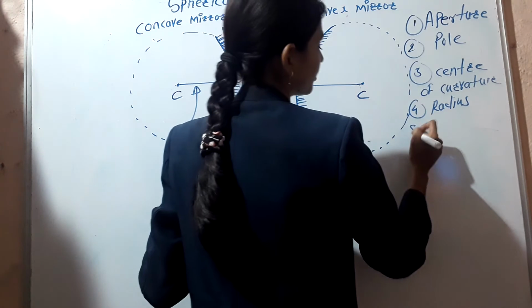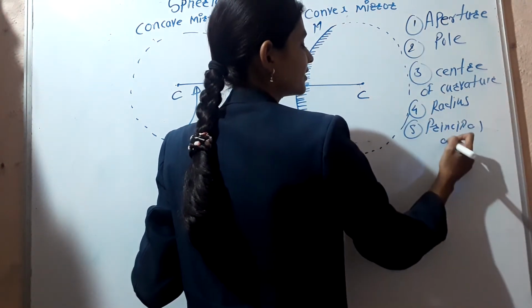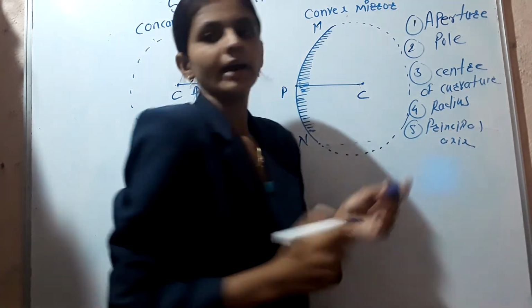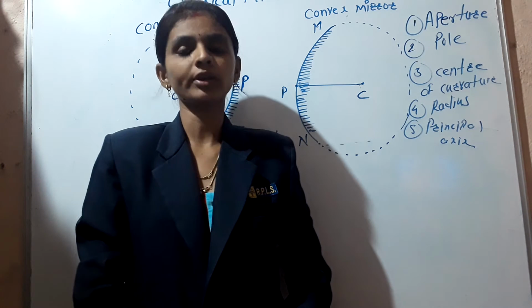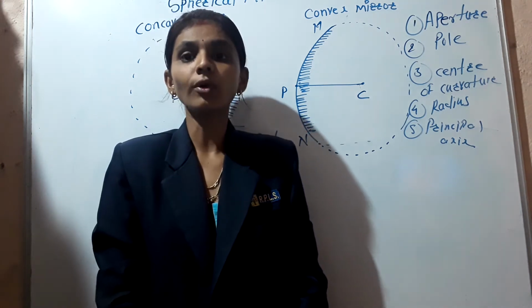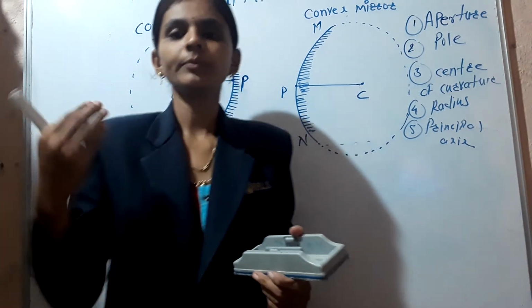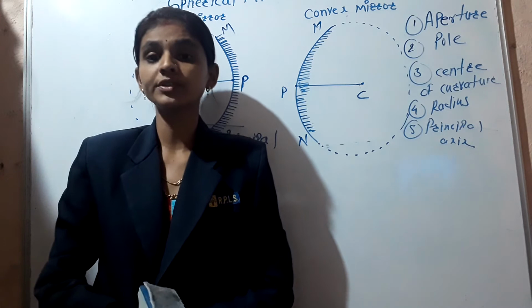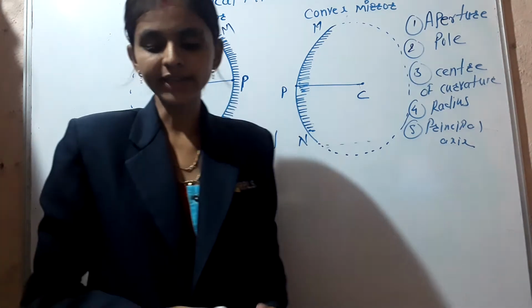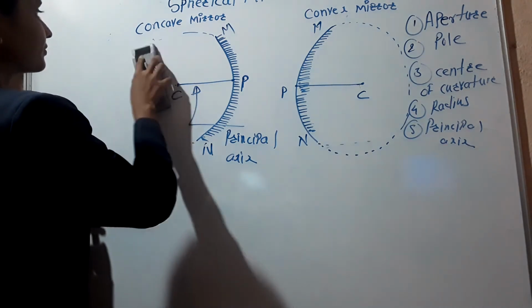So the next part we discuss is the principal axis. Afterwards, the main and most important part we are going to see is the focal point. Okay, so we are going to discuss the focal length and principal focus.